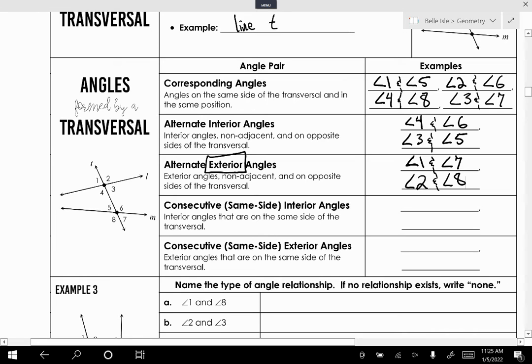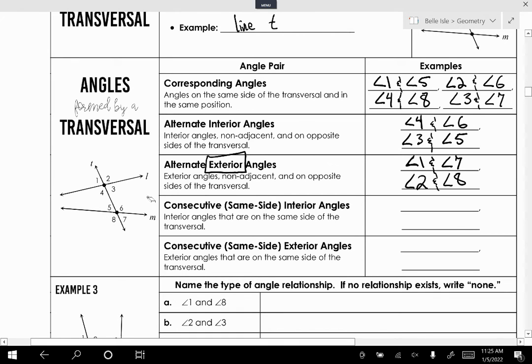Okay, so let's look at consecutive, same side, interior angles. These are interior angles that are on the same side of the transversal. When we're thinking interior and exterior, I kind of like to think of it as an enclosed space. All of these that are on the inside right here are what we are calling the interior. Anything outside of this little makeshift box that we made are the exterior.